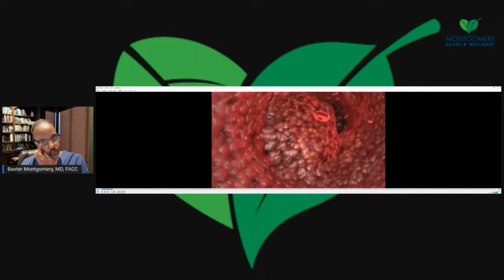Now, here you have the opening of the artery, and this is a plaque right here. You look at this wall, and it's supposed to go all the way across here, but this is a plaque. See how it bulges out? It looks a little bit different than this.